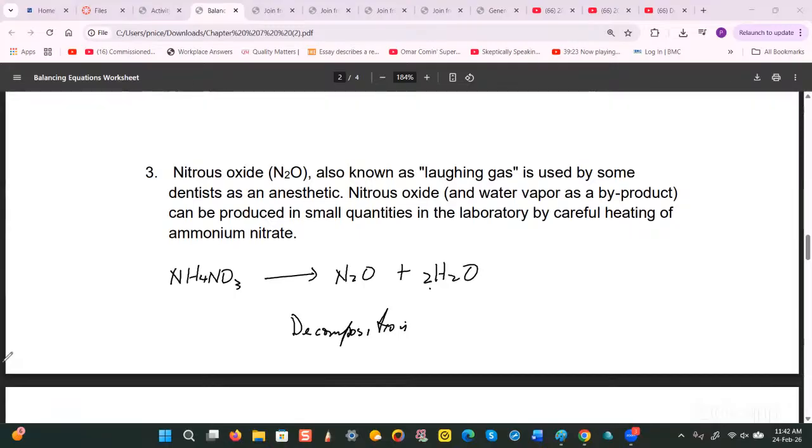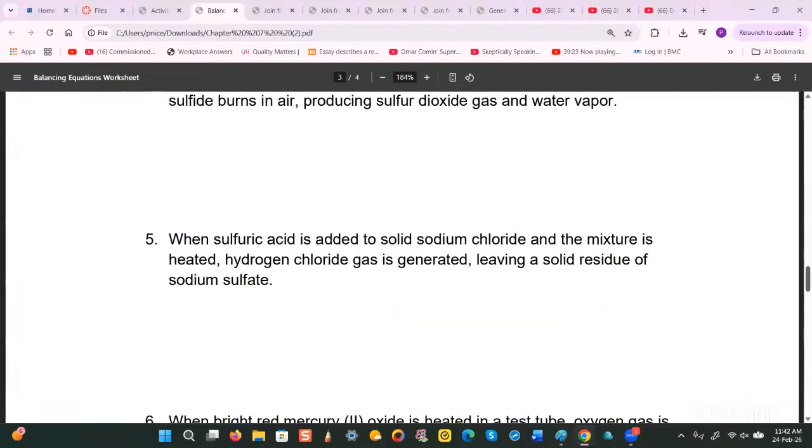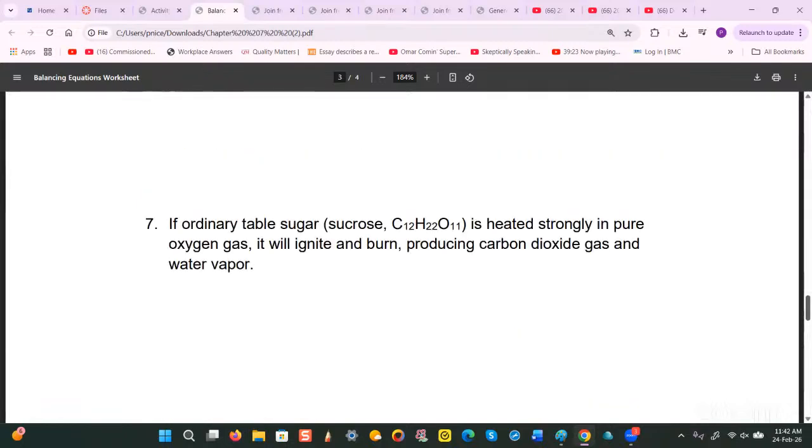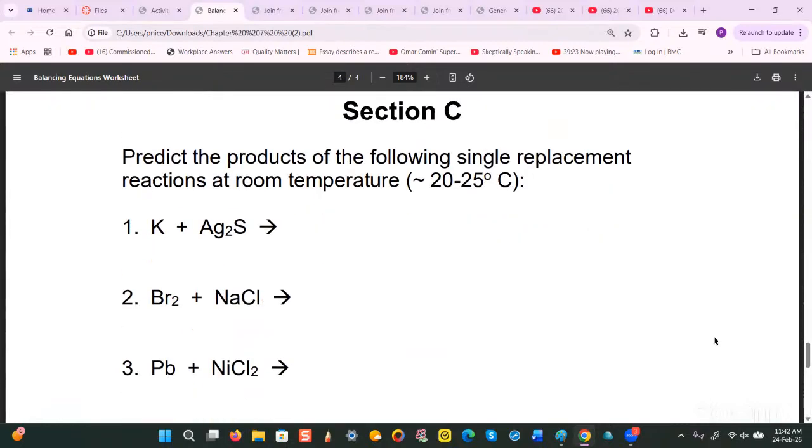Here it is. So let me scroll down. I'm going to leave the rest for you to do on your own. Again, if you have any issues, let me know, because I want to get to section C. Section C is where the table I showed you earlier comes into play.